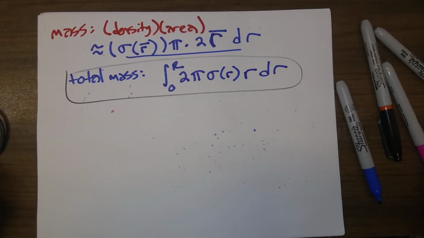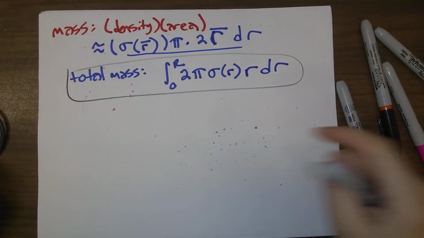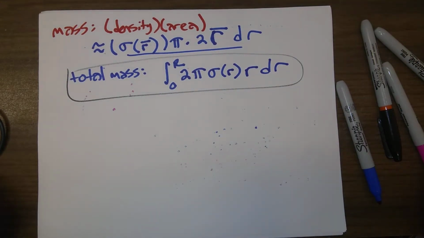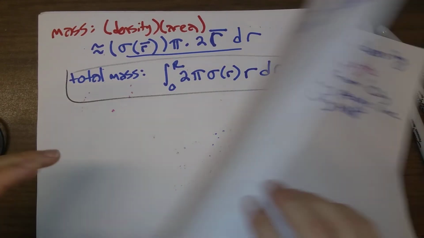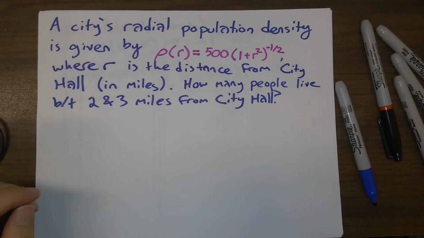So why is there a factor of 2 pi r there? Basically, the outer rings are larger than the inner rings, so overall the outer rings contribute relatively more to the total mass. Okay, so that's all the setup. Let's go ahead and do a calculation with this.